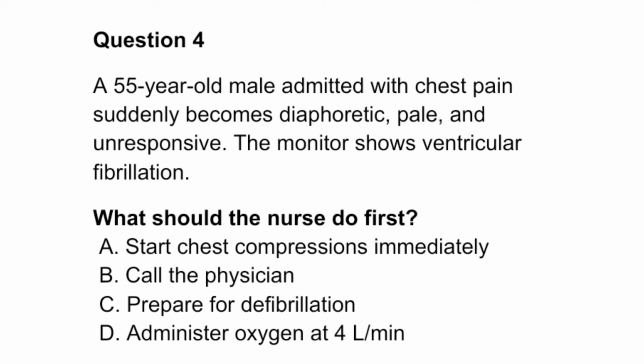Question 4. A 55-year-old male admitted with chest pain suddenly becomes diaphoretic, pale, and unresponsive. The monitor shows ventricular fibrillation. What should the nurse do first? A. Start chest compressions immediately. B. Call the physician. C. Prepare for defibrillation. D. Administer oxygen at 4 liters per minute.